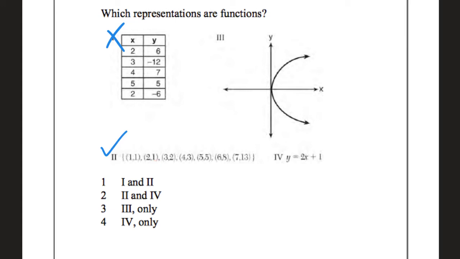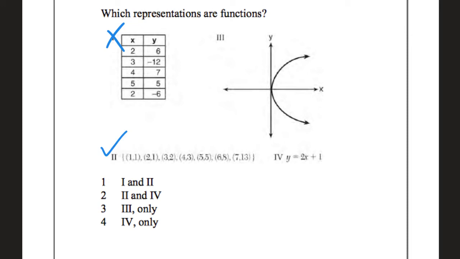Y is allowed to repeat. Every single y value could be the same in a set of like 10 different points. Every y value could be 1, and it wouldn't be a problem. Y is allowed to repeat. It's the x value, it's the inputs that we want to be unique. The domain values, the x values, whatever you want to call them, those are the ones that have to be unique, are only allowed one partner.